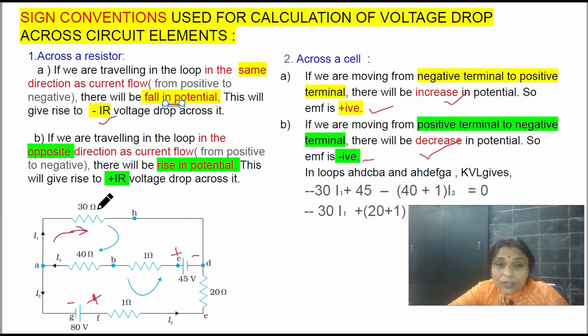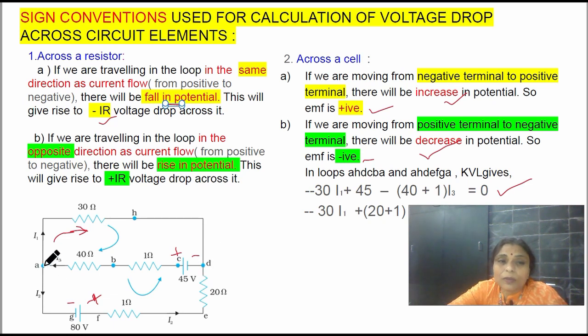What is the potential using Ohm's law? It is V equals IR. The value of I is I1, R is 30. So minus 30 I1. Then you move ahead and you come across a battery. From negative to positive, so it is rising. It is positive, plus 45. Then we have 1 ohm and the current through it is I3. So 1 and 40 are also in series, so 40 plus 1 times I3. And both of them are in the same direction, so it is negative. And we have the first equation in this loop, A, H, D, B, C, A.